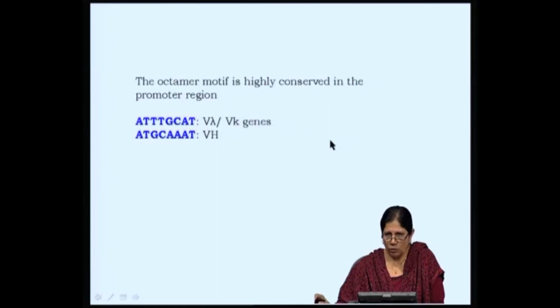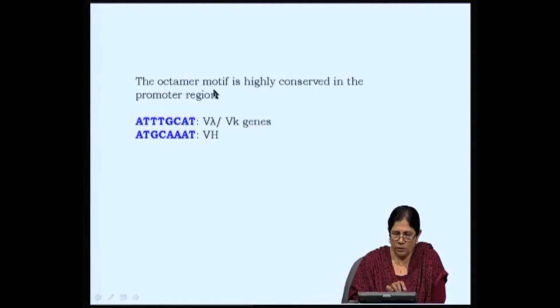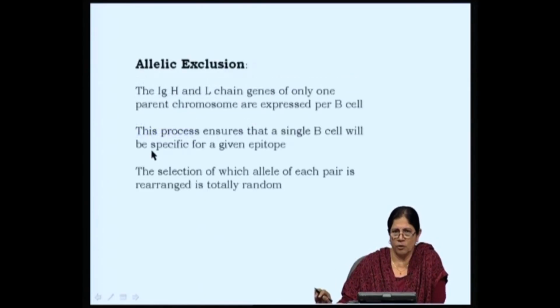Are there any specific motifs present in the promoter region of the immunoglobulin genes? Yes, there are octamer motifs which are highly conserved, and one can see the motif ATTTGCAT in the lambda and kappa genes, the light chain genes, whereas in the heavy chain promoters it is ATGCAAAT. This is interesting. These sequences are very conserved in all immunoglobulin genes on the V segment.